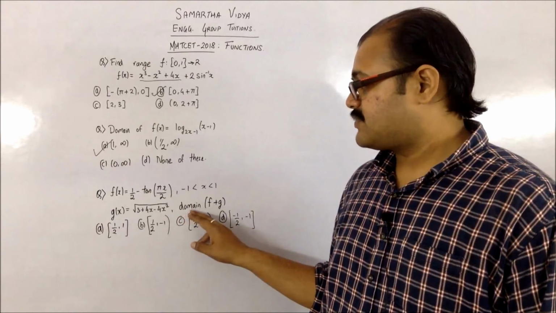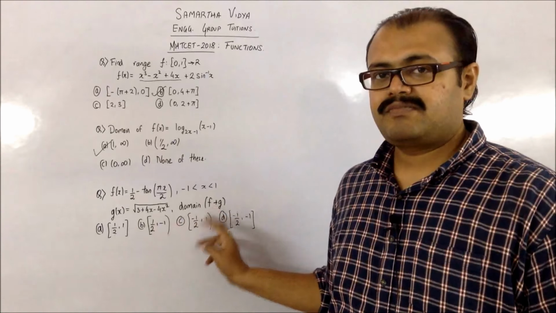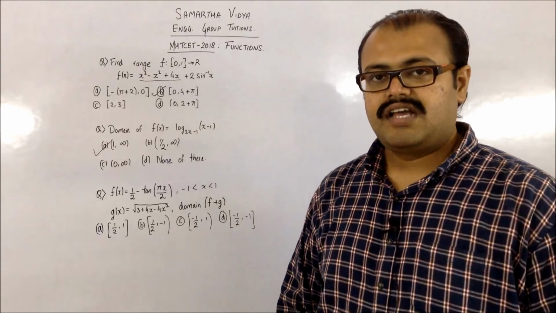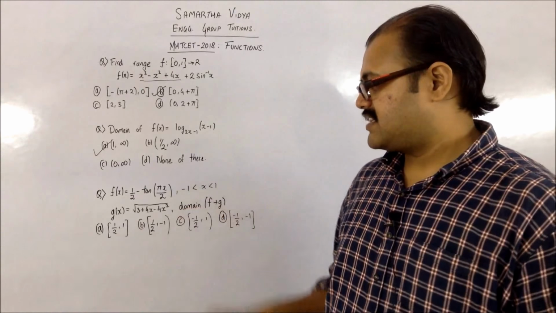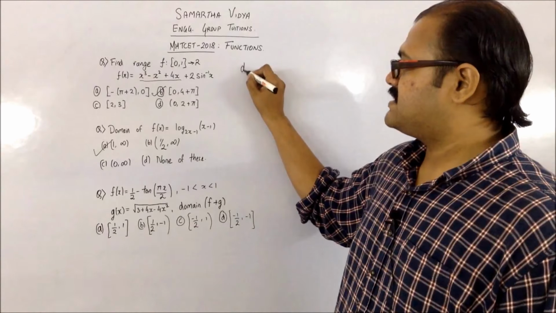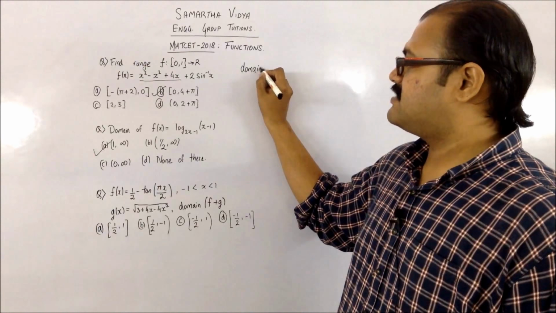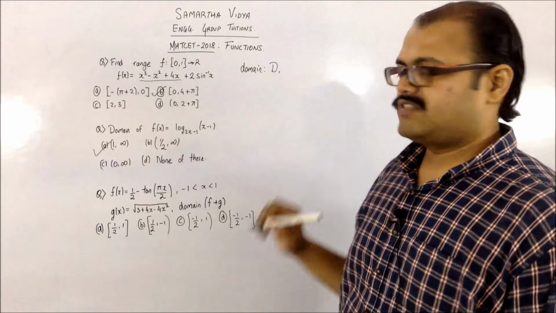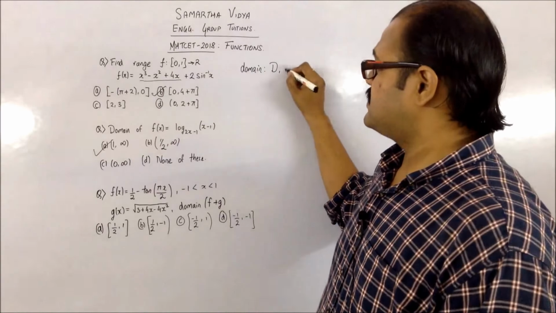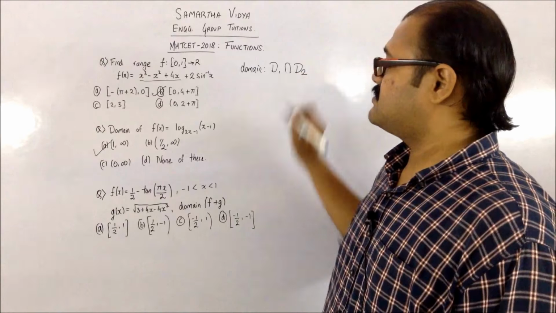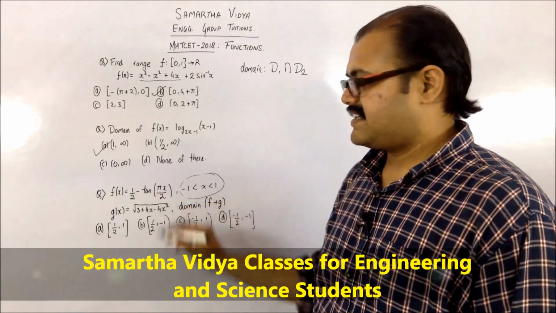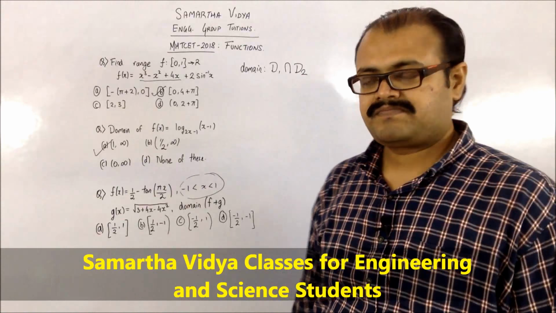They are asking us what is going to be the domain for f plus g, that is the addition of these two functions. So when you are having addition of two functions, the domain is basically going to be given by this relationship, that is the domain for the first one intersection the domain for the second one. The domain for the first one has already been given, the second one is not given to us.